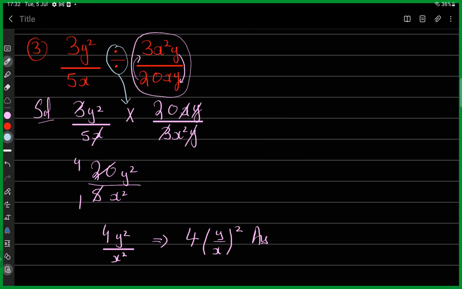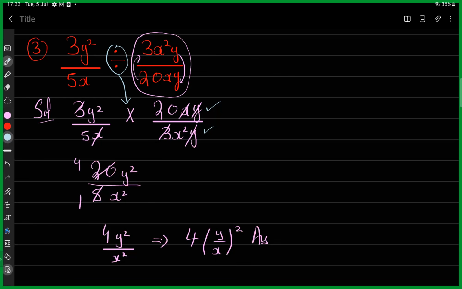So the reciprocal of the second fraction basically gave you 20xy in the numerator and 3x squared y in the denominator. Then 3 and 3 were cancelled, x and x were cancelled, y and y were cancelled, and we were left with 20y squared. And it would be divided by x squared. Okay, and after simplifying, we got 4 into y by x whole squared. Okay, this was the answer.